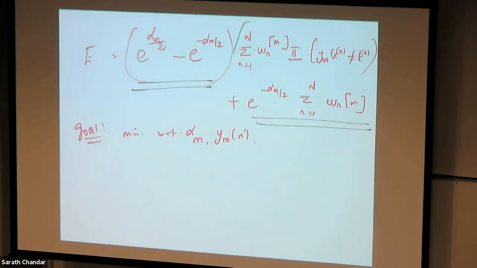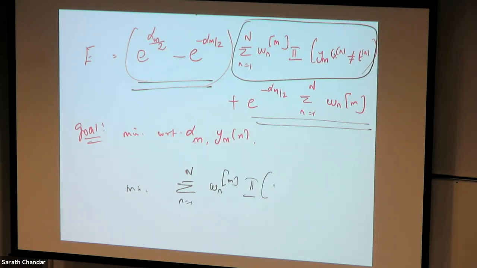So you just want to minimize this particular thing, which is exactly what Adaboost is doing, right? Adaboost is trying to do exactly the same thing, which is basically minimizing the summation over n equal to 1 to capital N w_n^(m), the indicator function of y_m(x_n) not equal to t_n.